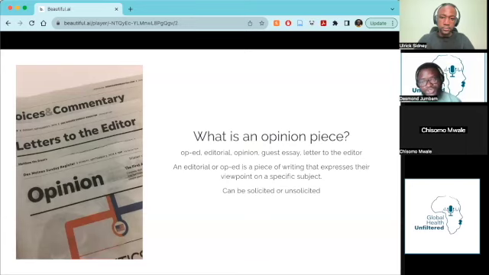So here we'll use the word op-ed throughout because that tends to be the most popular. Some newspapers like the New York Times now use guest essays, which is also becoming popular. Opinion pieces can be solicited or unsolicited. Sometimes an outlet or newspaper reaches out to you to say, you're an expert in this field, what do you think about this current news article? But most of the time they're unsolicited. You have an idea, you reach out to a newspaper and pitch to them, and they publish your piece unsolicited.